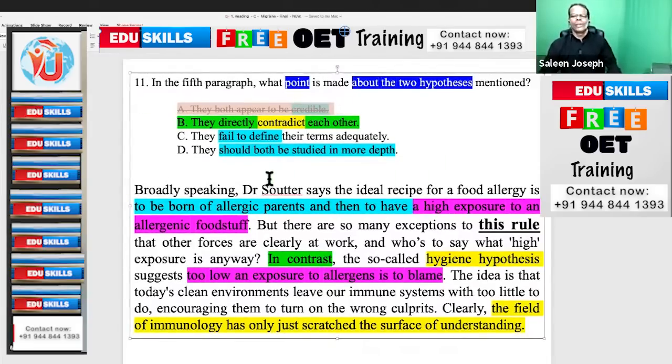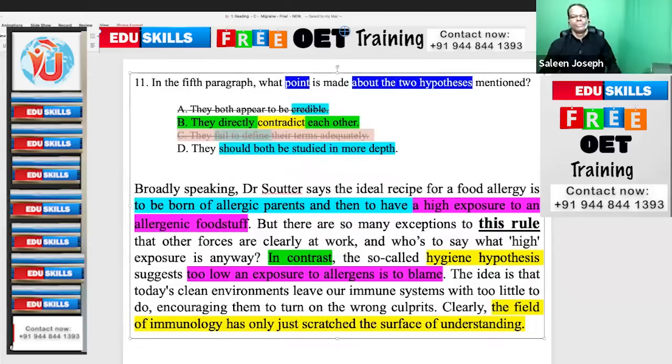And C option, they fail to define their terms adequately. Nothing is mentioned about whether they adequately define. Did they mention anything? No. Not given. They should both be studied in more depth. Not mentioned. They say it is only scratched, no proper study is done, but they are not saying you should study both the hypotheses in more depth.